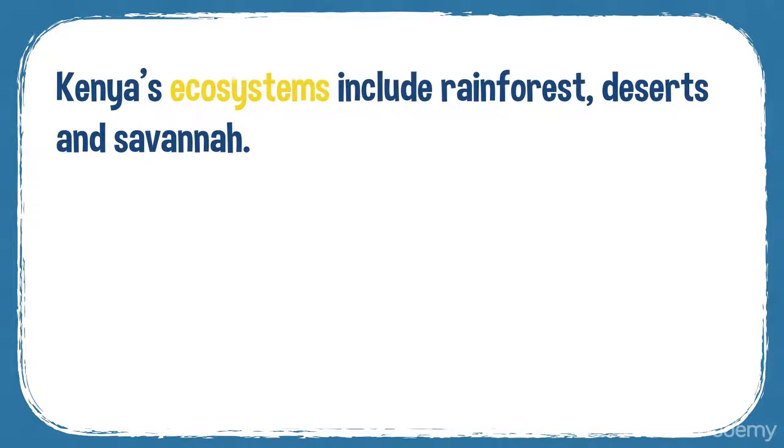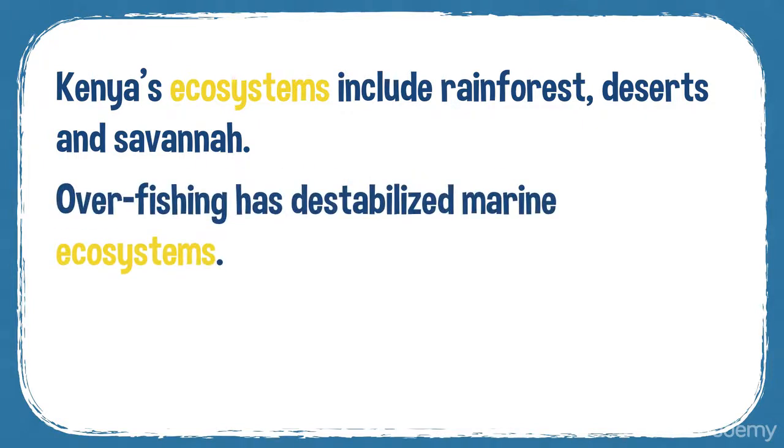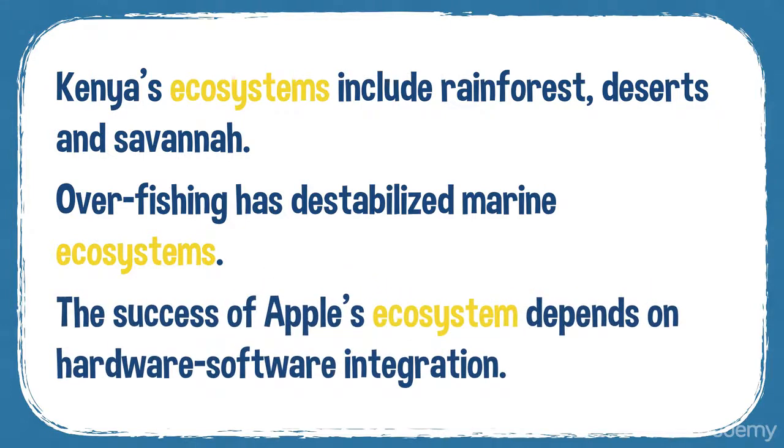Here's some examples. Kenya's ecosystems include rainforest, deserts, and savanna. Overfishing has destabilized marine ecosystems. Here's one that is a wider use of the word ecosystem, to do with Apple. The success of Apple's ecosystem depends on hardware-software integration.